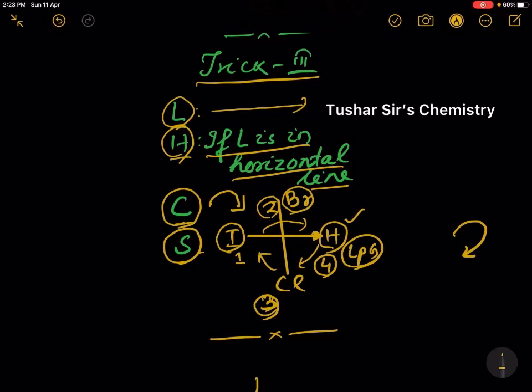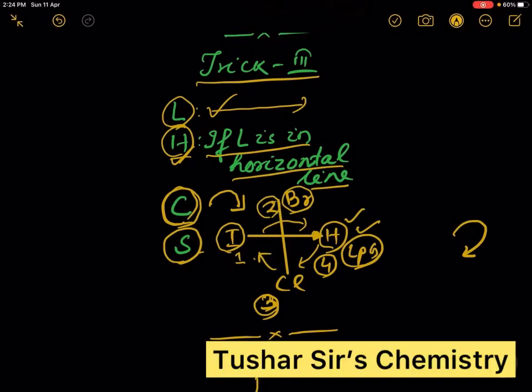L means the group having lowest priority is in horizontal line, and the rotation from 1 to 3 is in clockwise direction. 1, 2, then 3, and it should have S configuration.